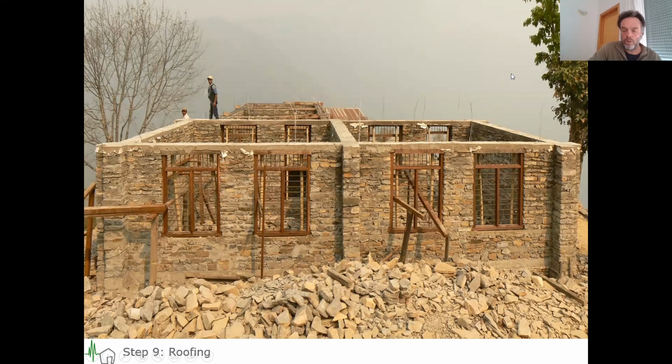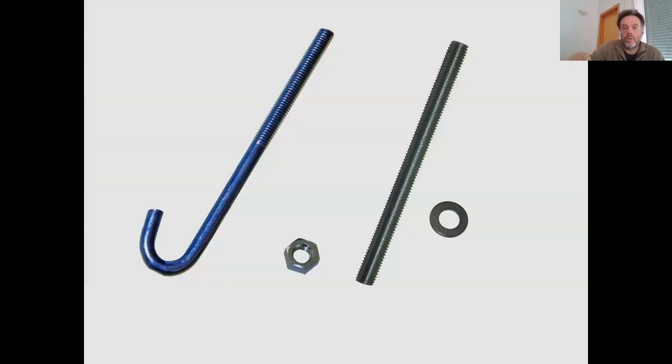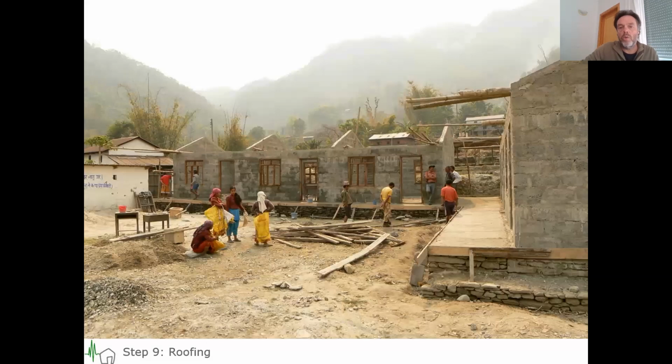So what we had to do here is include galvanized steel wire into the top beam, because this is how we were going to connect the roof. 10 years ago we could not find this in the market in Pokhara or anywhere. We could not find anchors or these J hooks at all. It was just not available in the market.